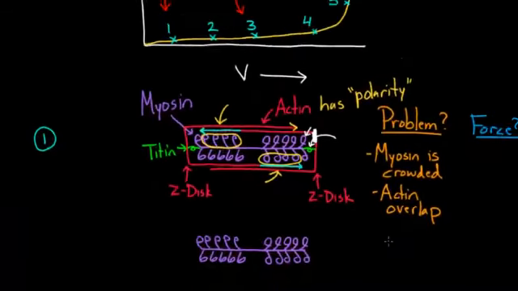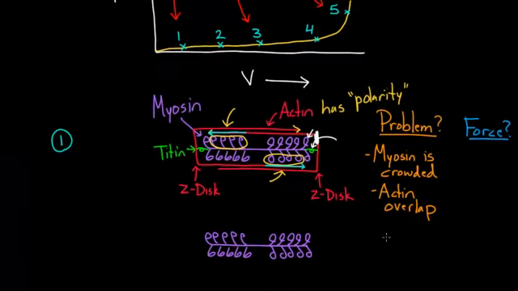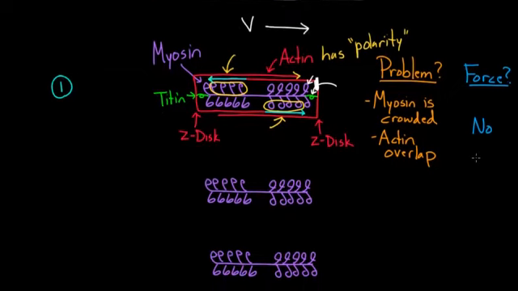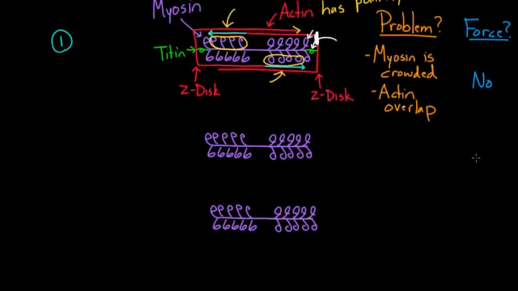So you've got some actin overlap, but that's a secondary point here because the main issue is that myosin is just, frankly, crowded. So in terms of force, would I expect any? I would say no, I wouldn't really expect any, because there's really nothing for the myosin to get done. There's just no space.